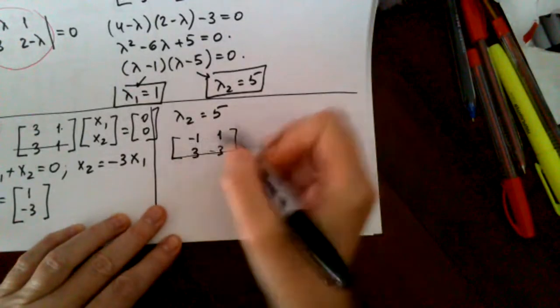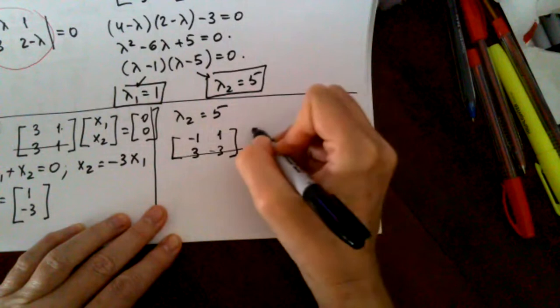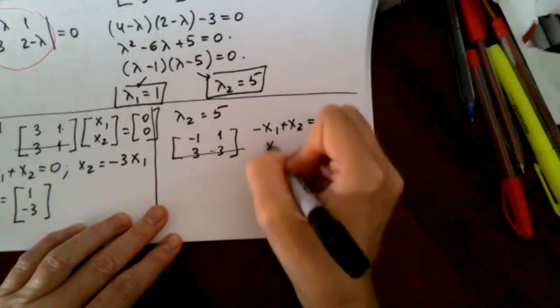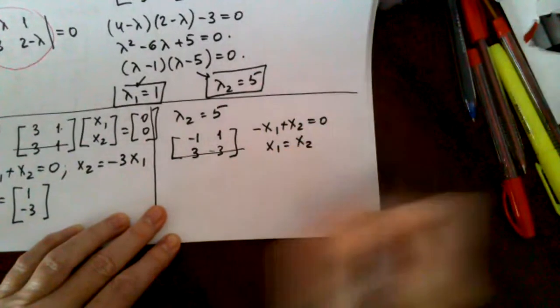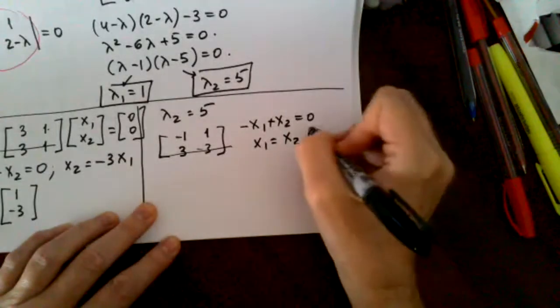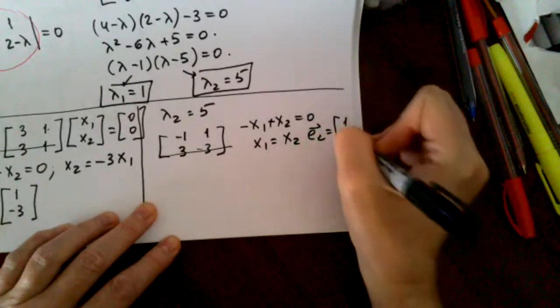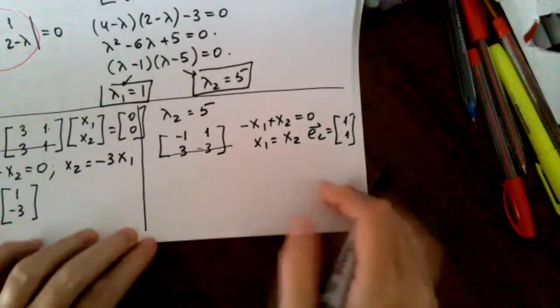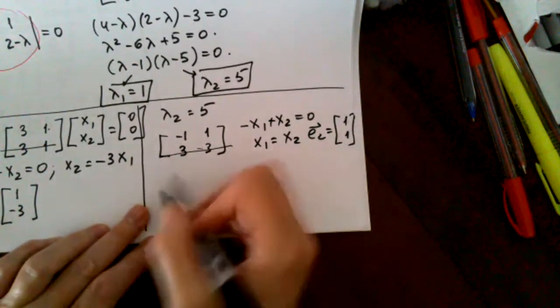We need to rewrite this equation as an equation. So minus x1 plus x2 is equal to 0, which is actually equivalent to x1 is equal to x2. And of course, vector e2 will be super easy, 1, 1. It's just vector 1, 1. Okay, that's fine. So now it's time for checking.